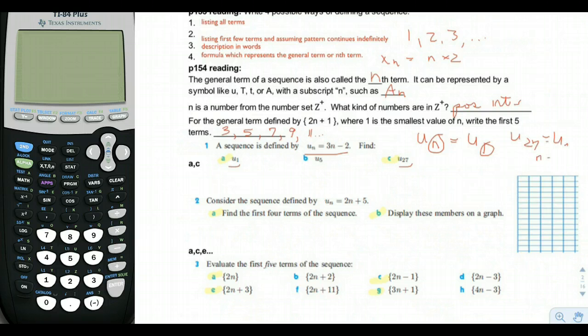So u sub 1 would be, in this case, 3 times 1 minus 2. So that would be 1. And then u27 would be 3 times 27 minus 2, which would be 81, I think. 81 minus 2, which is 79.